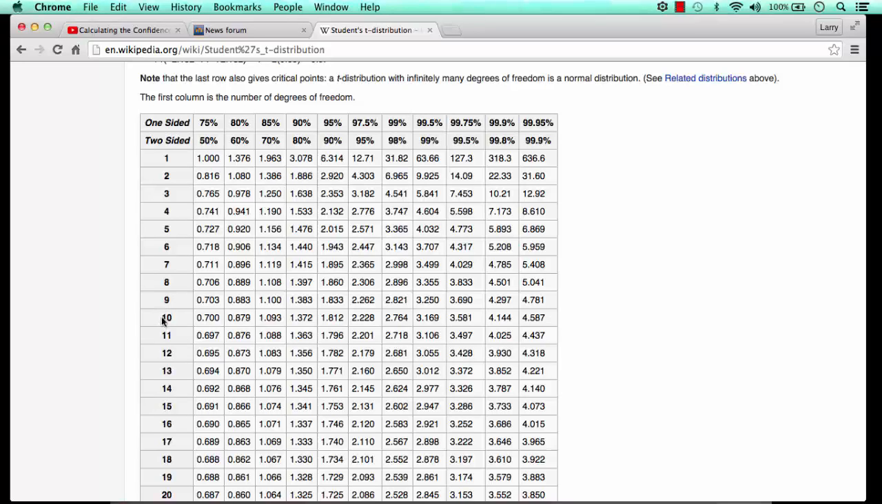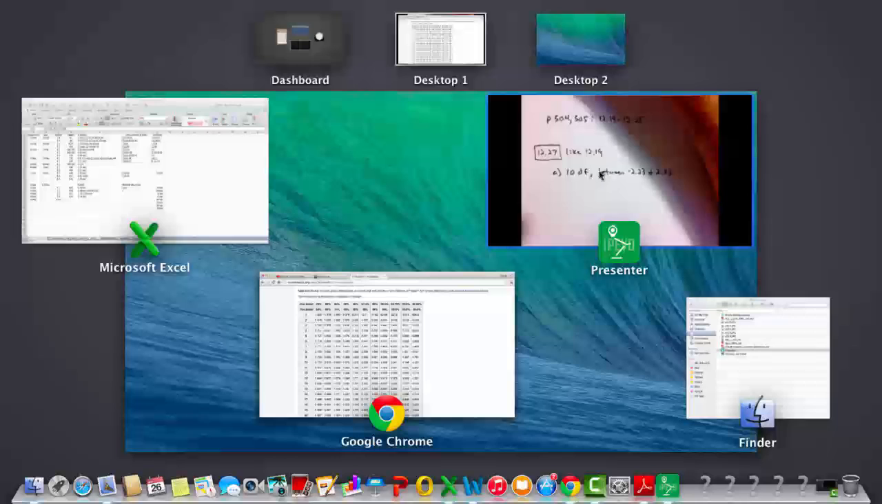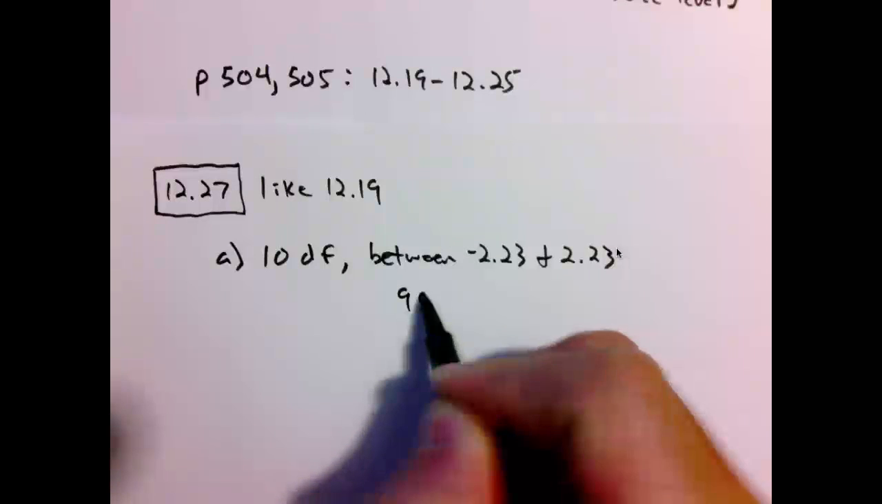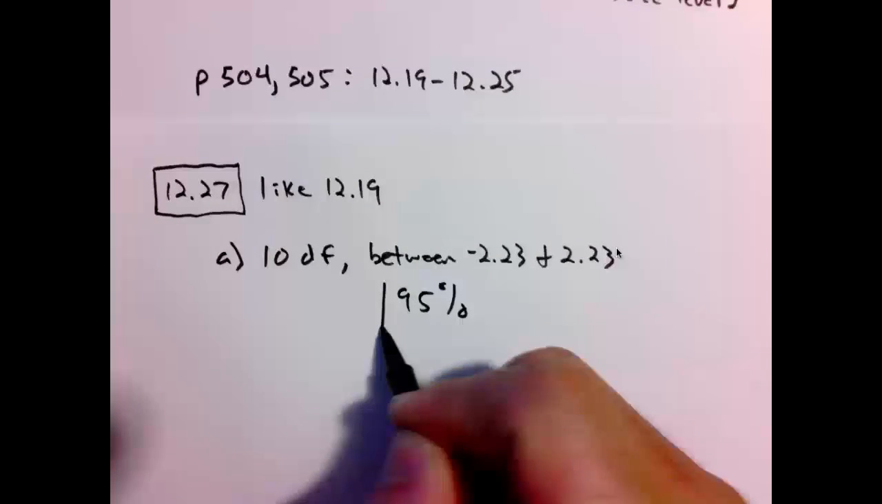In this problem, we were looking for 10 degrees of freedom, so I'm going to be on this row. I'm going to go until I see the number 2.23. Scrolling across, here is 2.228. That's close to 2.23. Going up to the top, I see that's the 95% confidence interval. So part A asks what percentage of the time it will fall in here. For this one, it's going to be 95%. That's the answer to A.